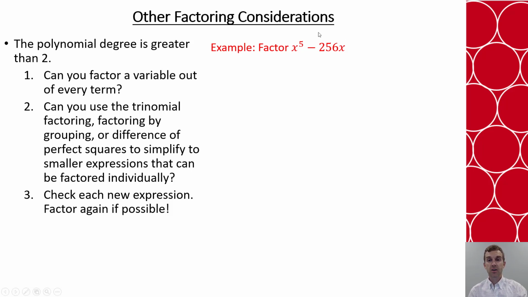So the first thing I look at this and say is, well, I have a common term I can factor out of both of those. I can divide them both, or I can factor out an x from both terms. That will leave me with x times the quantity x to the 4th minus 256. Now I'll say, okay, that's a difference. Are each of those perfect squares? Well, I can take the square root of x to the 4th, that's x squared. I can take the square root of 256, and that's 16. I can use my calculator to double check myself there.